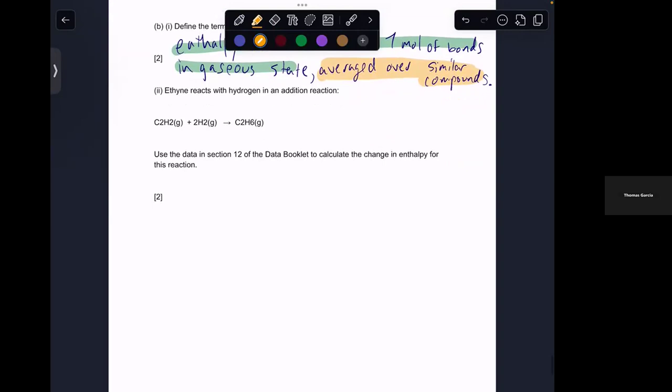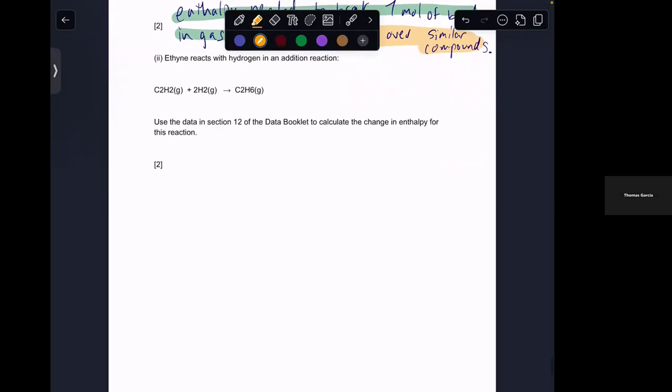All right. Ethine reacts with hydrogen in an addition reaction shown below. Use the data in section 12 of the data booklet to calculate the change of enthalpy for this reaction. So first off, you kind of want to try and draw these so you know what bonds you're looking at. So here's ethine, and then finally we go ahead and we get ethane. Oh, whoops, ethane. And I'm going to draw hydrogen. There's hydrogen. So we can see the bonds that we're making. And we have 2 of these. All right. And there's our chemical reaction drawn out.